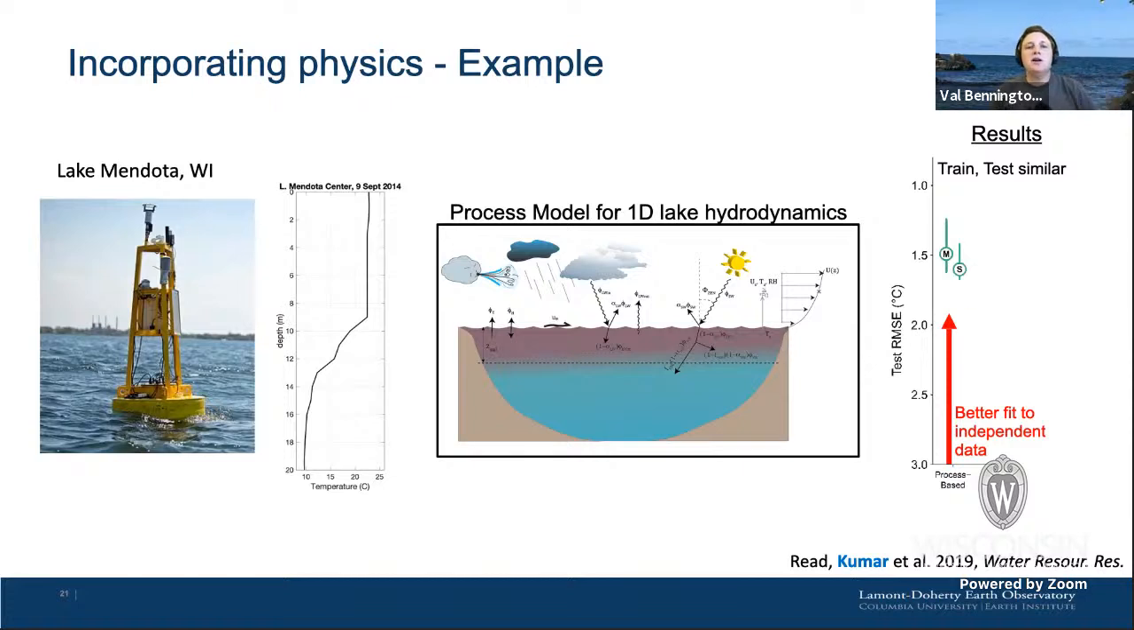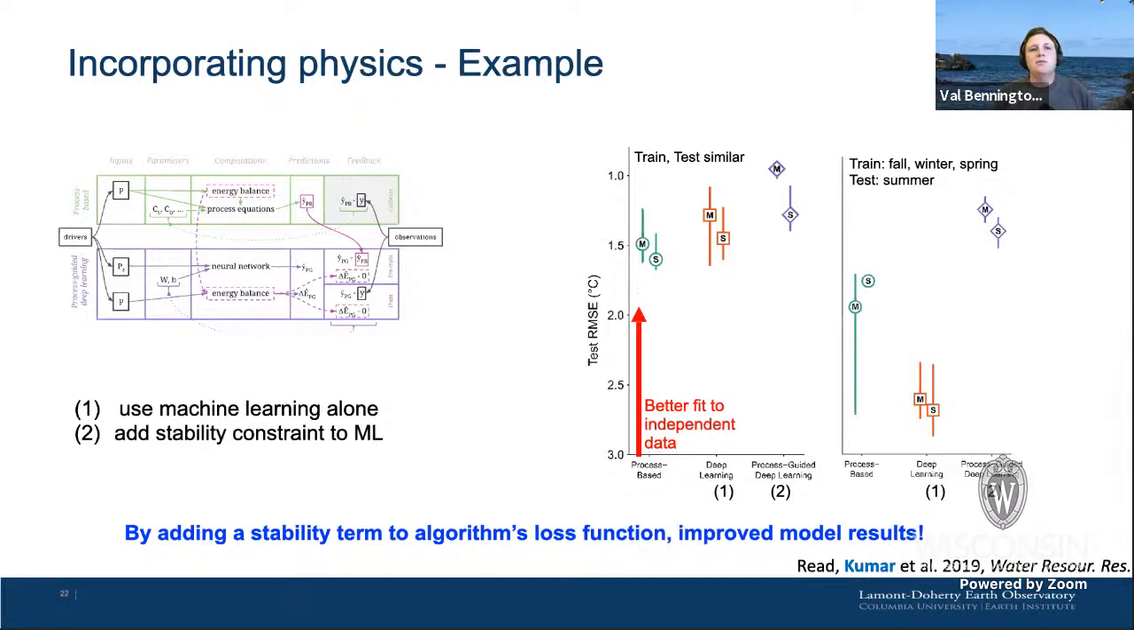So they wanted to compare this to two different machine learning based approaches. So this is a typical process-based approach, but then they went and incorporated machine learning to see how well we could do. So there's 3 experiments here. One is the process-based model. The second experiment is using a neural network alone. And the third is adding a stability constraint to that neural network.